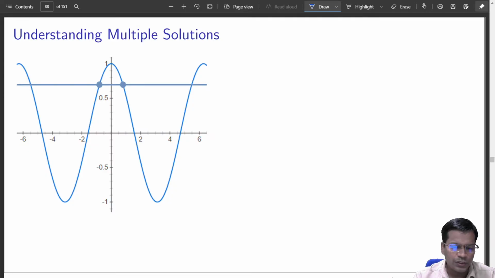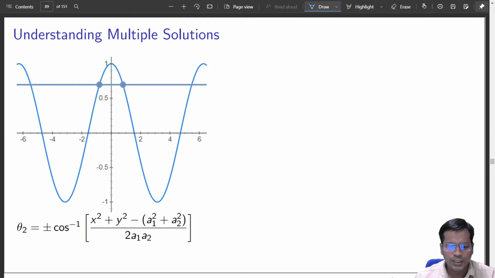Because if you see a cosine plot, it has two positions for which you have the same values. So either you can have this angle or you can have this angle. Your value along this direction is the same. That is what is creating the ambiguity. So theta 2 can have two values, one positive, the other negative.